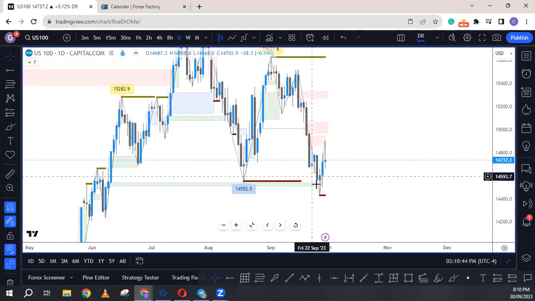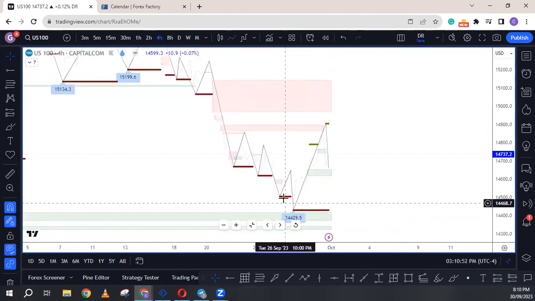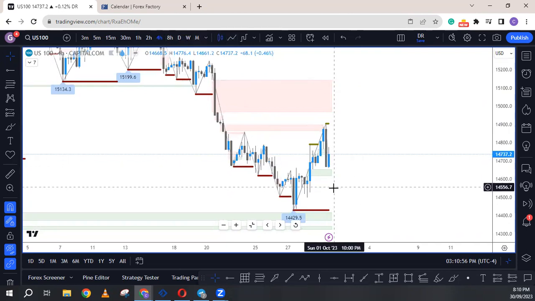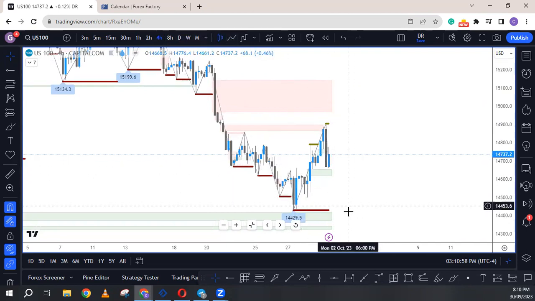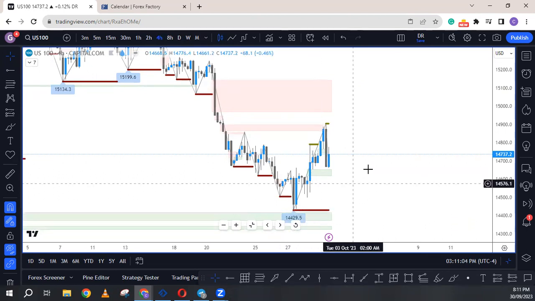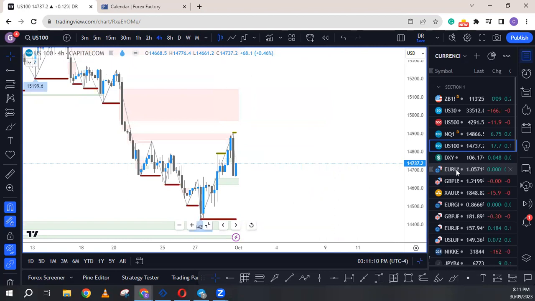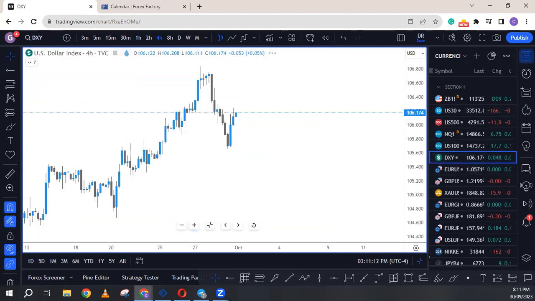So with this swing on the daily and this bullish breaker on the 4-hour, the possibility exists that we might see a little bit of a retracement into this area. As long as price stays above 14,429.5, we might see a move into here before a continuation back to the downside. So the next we're going to be looking at is the dollar index.